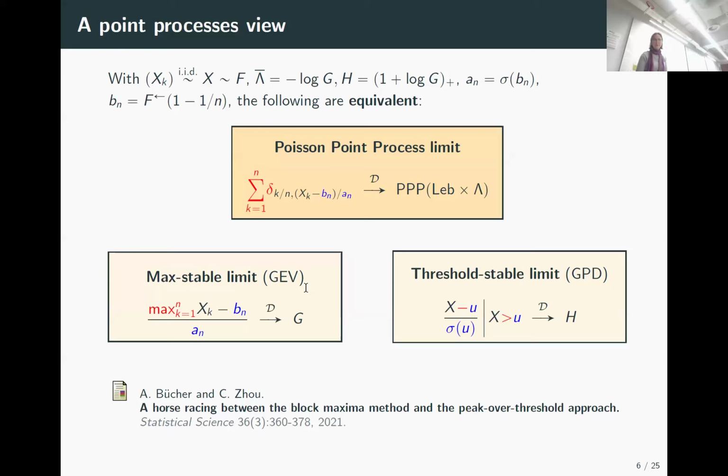There's also a nice paper by Axel Bücher and Chen Zhou recently in Statistical Science, a horse racing between block maxima and peaks over threshold approach, where they compare the two against each other, disadvantages and advantages. I think it's quite good that some people took the time to evaluate that.